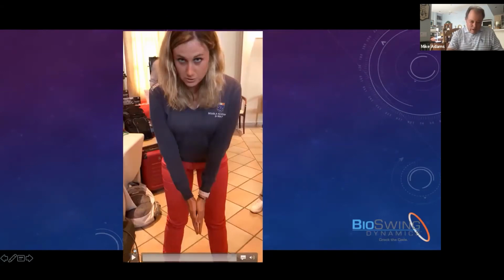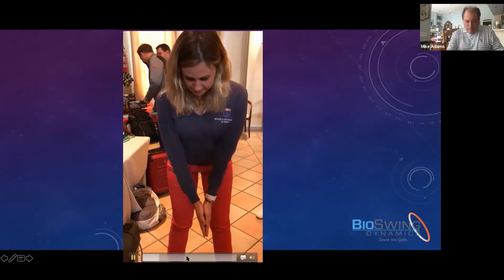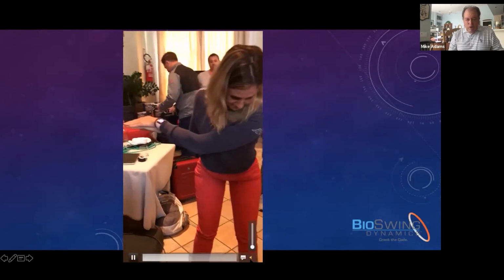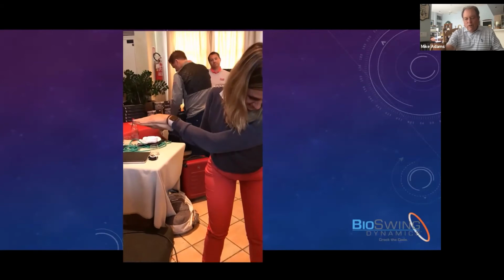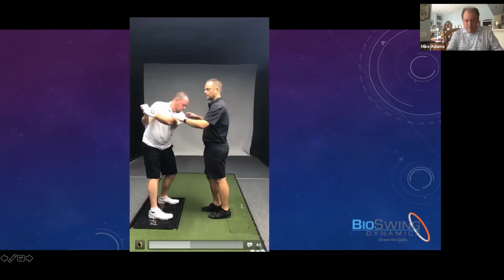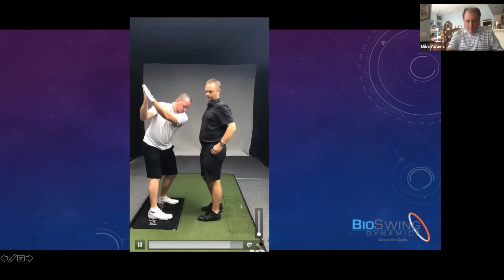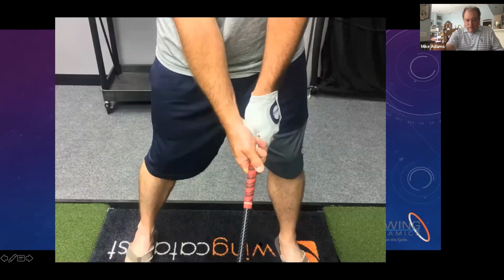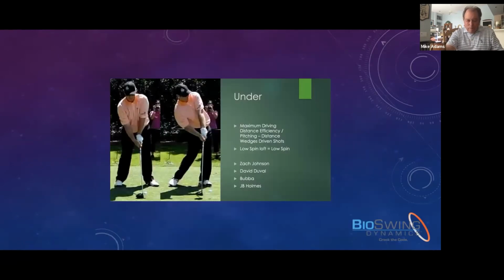This girl played on the European tour, way under grip. They kept fixing her and she couldn't hit it. Here's Garrigus when Terry tested him. Matches his grip. David Duval was an under player. A lot of side bend. Notice how far under the hand is at impact.